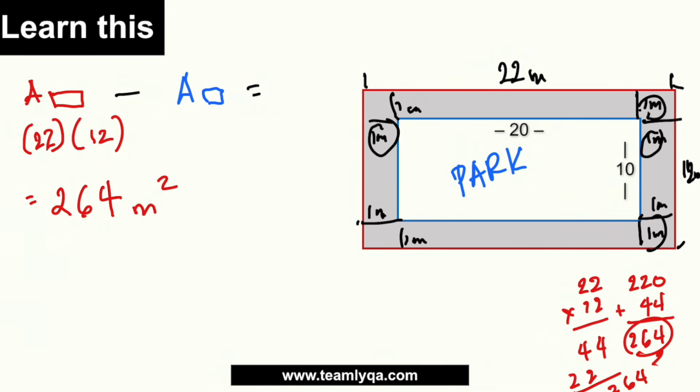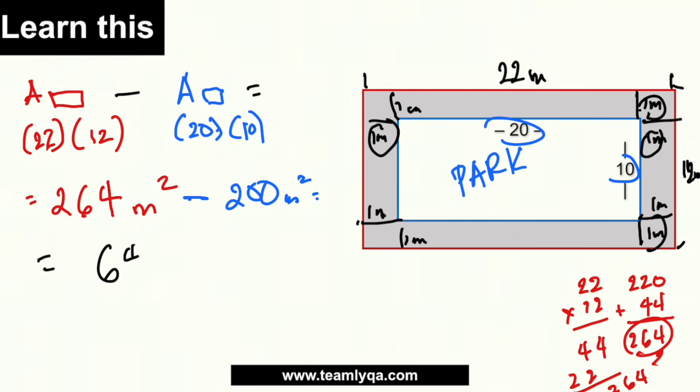Now, yung next naman. Yung mas maliit, meron kang 20 tsaka 10. Yun ang length tsaka width niya. So, this is going to be 20 times 10. Or, madali na yan, 200. So, ibabawas ko lang siya dito sa 264 meters squared. So, 264 meters squared minus 200 meters squared, ang magiging sagot ko dyan would be 64 meters squared. Binawas ko lang siya. Yun yung aking sagot.